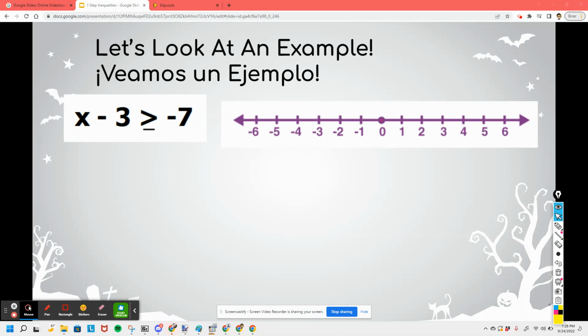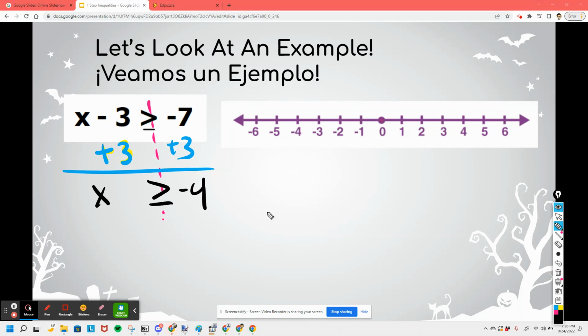If we solve this here, we're going to solve it just like an equation. We're going to put our little line here. What we do to one side, we must do to the other. Subtraction is happening. Opposite of subtraction is addition. So I'm going to add 3 to both sides. When I do that, I'm going to get x. I'm going to bring down my symbol, and I'm going to get -4.